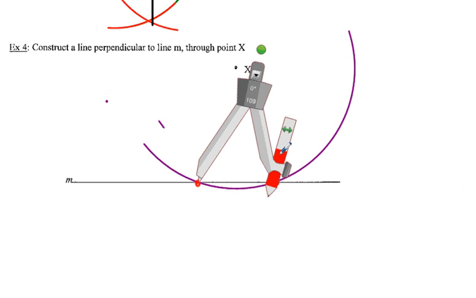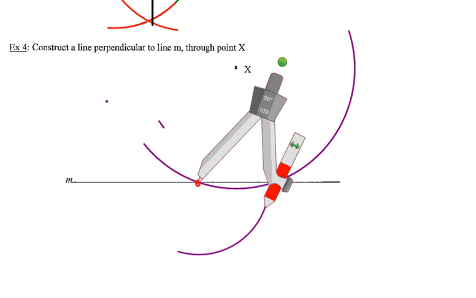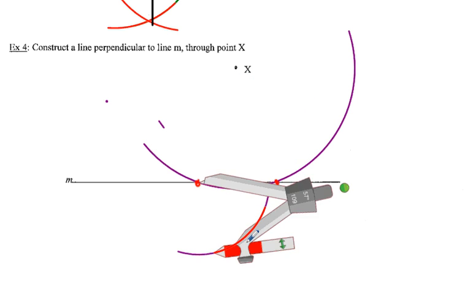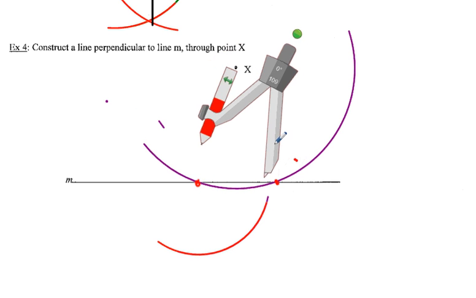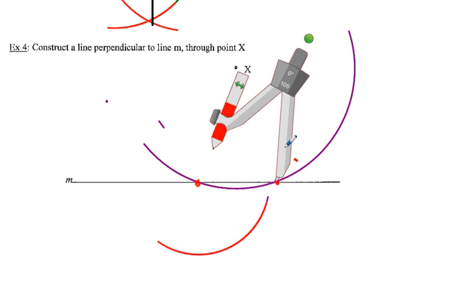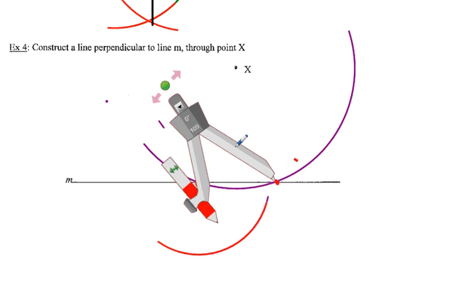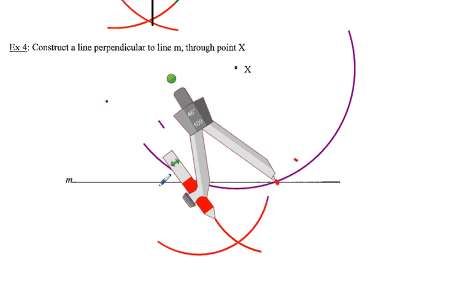So I'm going to draw one using the left endpoint as a center. And again, I'm going to use a red pen just to differentiate between the arcs. Flip it around. Use that second red endpoint as a second center. Get that second arc in there.